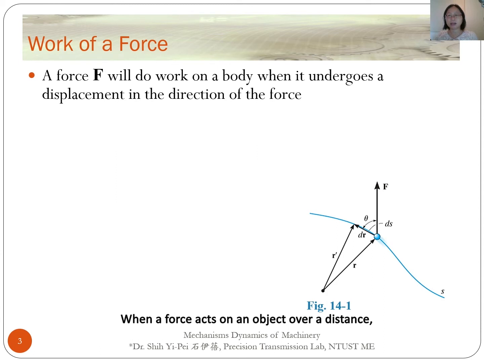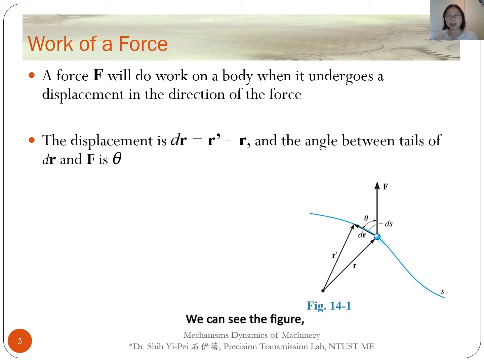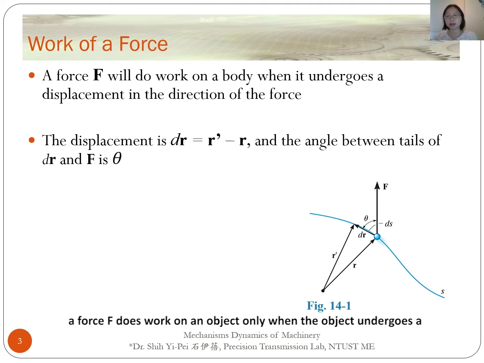When a force acts on an object over a distance, it is said to have done work on the object. Physically, the work done on an object will cause a change in kinetic energy. We can see the figure. dr is a small displacement. Its magnitude is ds, and theta is the angle between the force vector and the direction of displacement. In mechanics, a force F does work on an object only when the object undergoes a displacement in the direction of the force.